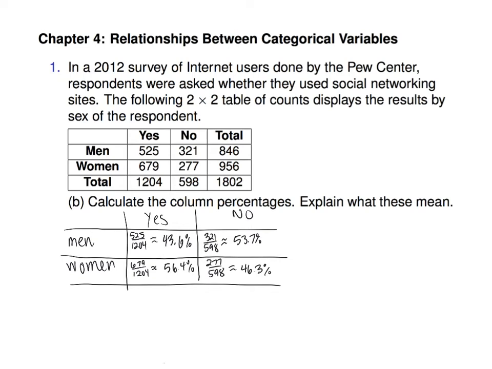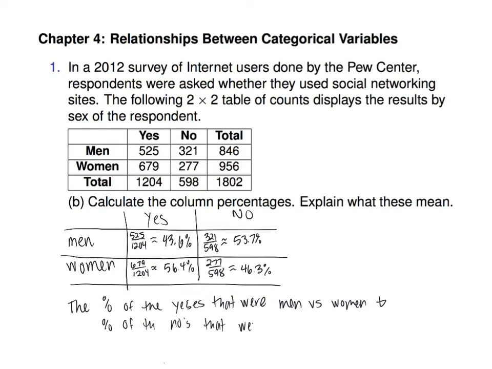And so what these mean, this is the percent of the yeses that were men versus women, and the percents of the no's that were men versus women. Or you could say something like it's the breakdown of the yes category by gender, breakdown of the no category by gender, something like that.